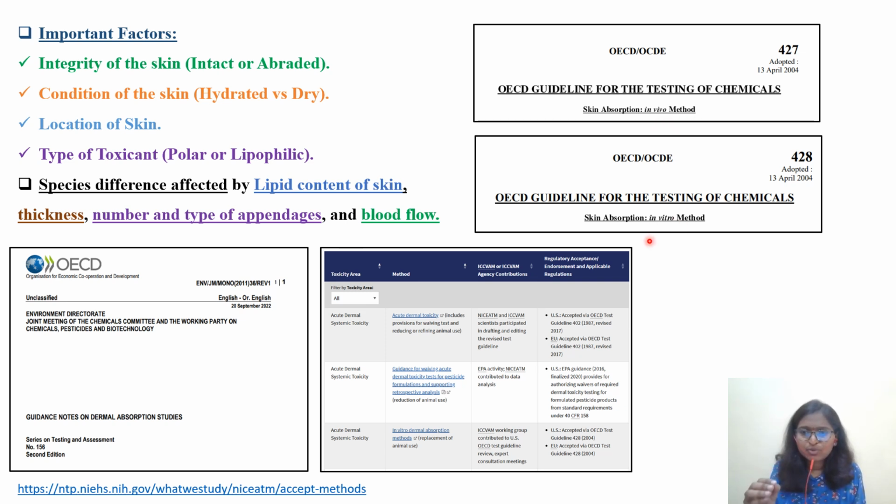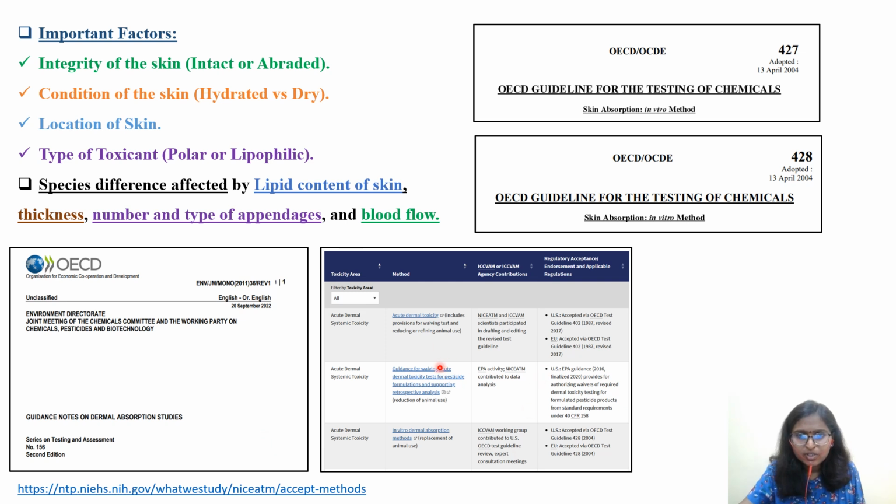See, 427 and 428 are not directly given in the brochure. They say that OECD test guidelines, a few of the guideline numbers are mentioned, but these two were not mentioned. But I am not sure whether they might ask or not. Then I have also given you the guidance document on dermal absorption. You can see OECD guidance document 156 also.